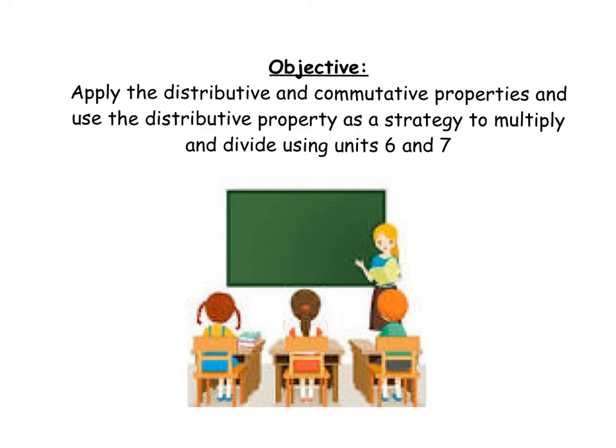Hi, third grade. We have been working hard using our knowledge of skip counting to help us solve multiplication and division facts of 6 and 7. Today, we are going to solve problems using the 6 and 7 times tables, but instead of skip counting, we are going to use the distributive or the commutative property to help us solve. Let's go ahead and take a look at the first problem.